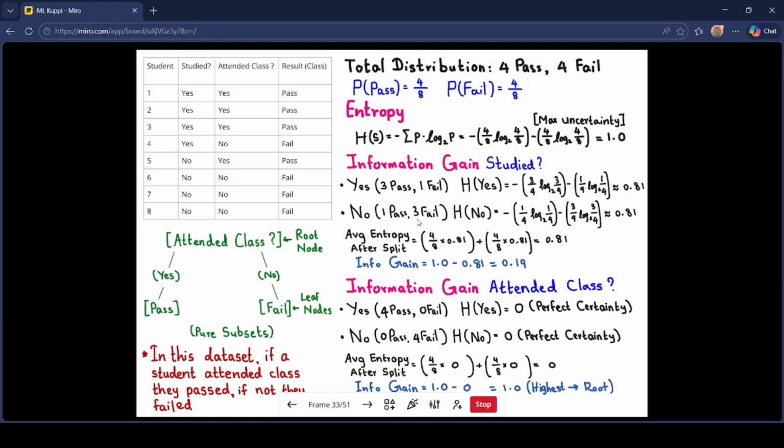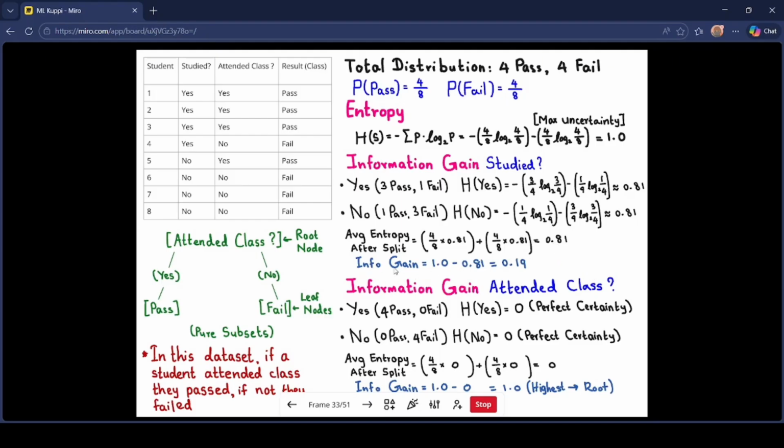Then we calculate the entropy of studied equals no, where 1 person has passed and 3 people have failed. Calculating the entropy likewise, here also we get approximately 0.81. Now we have to find the average entropy after the split. If we are considering studied as our feature, we calculate the average entropy this way: the probability of passing times the entropy, plus the probability of failing times the entropy. So we get the average entropy.